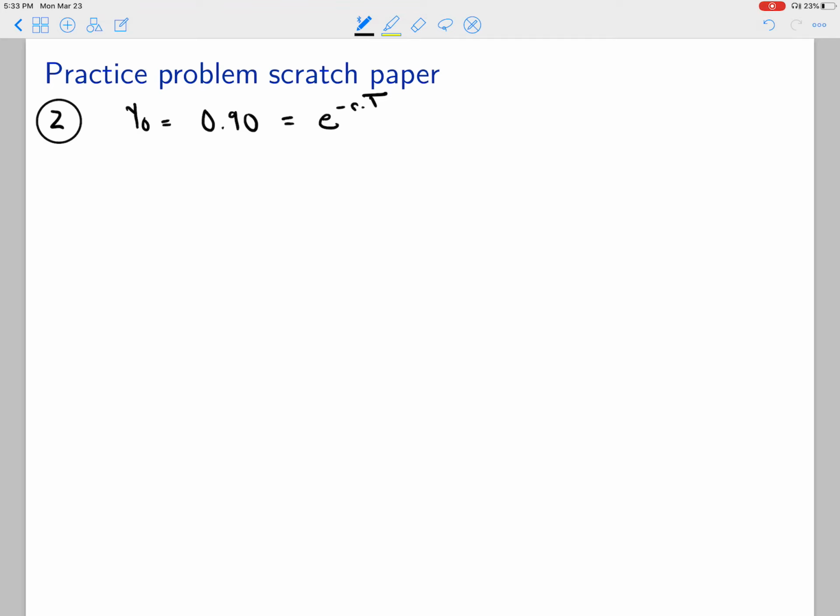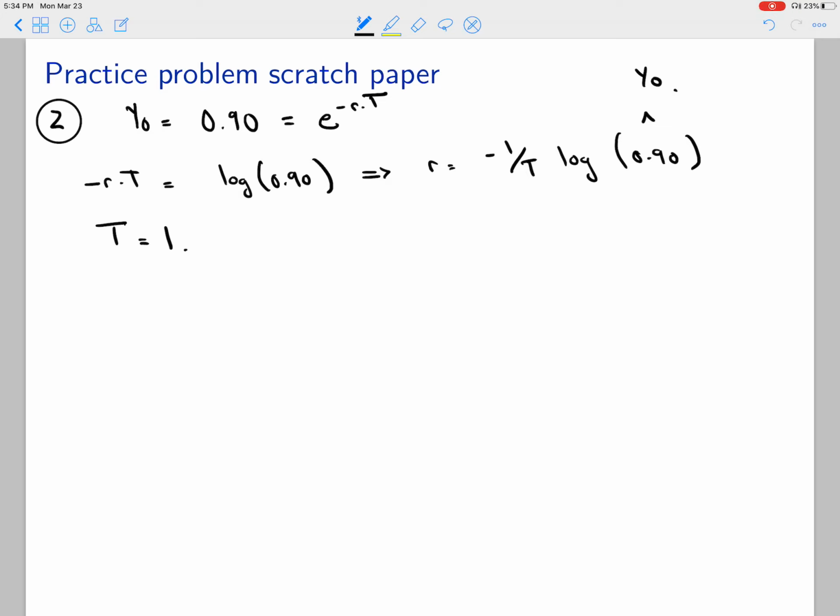This means that if we take the natural log of both sides, negative r times t equals log of 0.9, which implies that the risk-free rate in this model is just negative 1 over t log of 0.90, where 0.90 is y0. Let's just make an assumption so we can compute this on what value t is. So capital T, say it's 1 year. Then the risk-free rate in this model would be negative 1 over 1 log of 0.90. This is roughly equal to 10%. It's a little over, it's 10.54%.